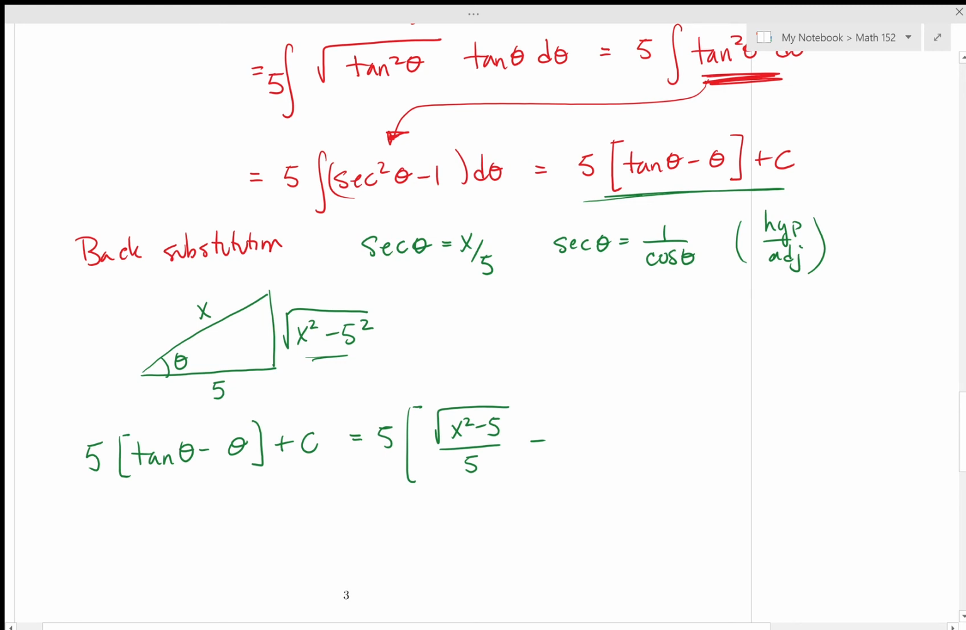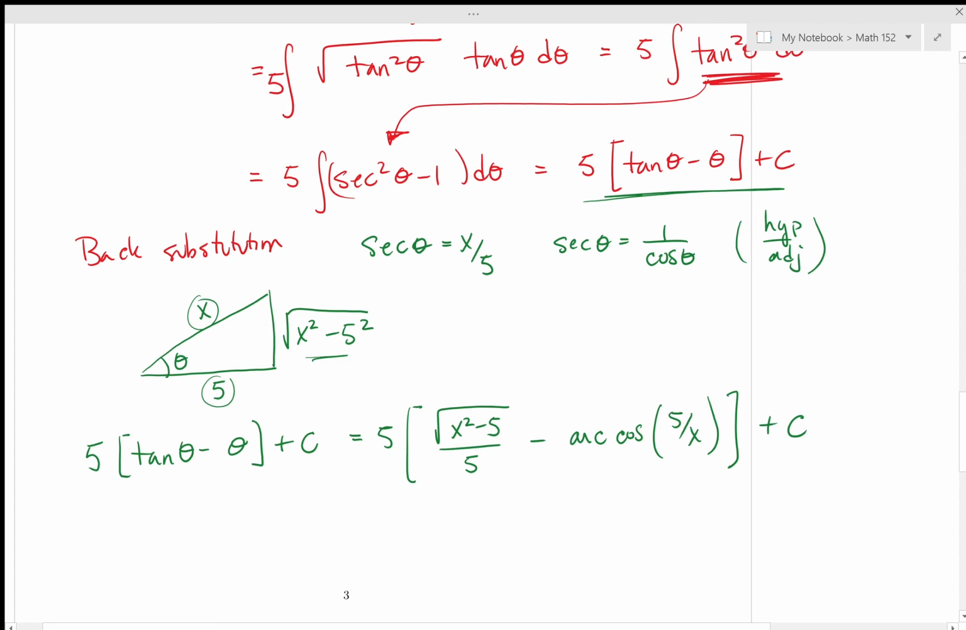And then what is theta? I'm looking at my triangle. I can pick actually more than one here, but I'm looking at the simplest case, these two things. And I'm writing theta as the arc cos of 5 over x. Theta is also the arc sine of, for example, the square root of x squared minus 25 over x. But the arc cos is simpler here. And there's a constant.